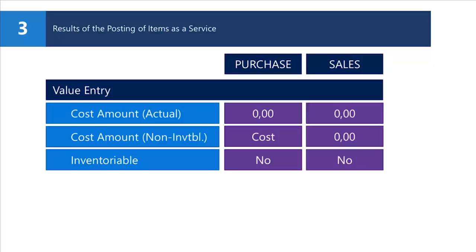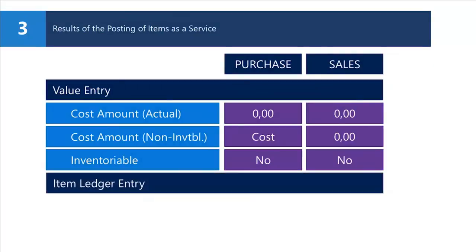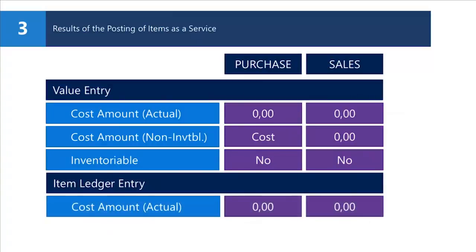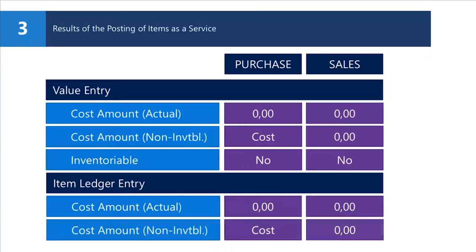When we look at the item ledger entry, we can see the following. Again, we will have no value in cost amount actual in both cases. And as in the value entry, when we post a purchase, we will have the cost value in the cost amount non-inventoriable, but when we post a sales document, we will have 0.